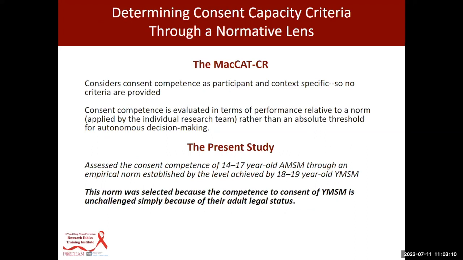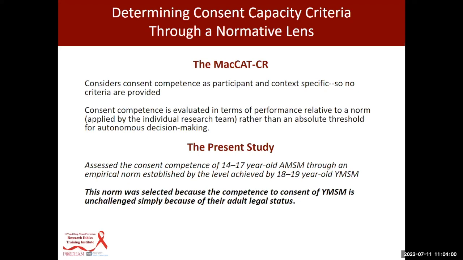In addition, they do not give you any absolute threshold for what is consent, because they say it is relative to a norm. But who's the norm? That's the problem, right? So maybe in schizophrenia, the norm is somebody who doesn't have schizophrenia. But what is the norm for adolescents, in terms of competence to consent? And typically the norm in these studies is just applied by the research team. They just decide what is going to be the norm, in terms of how many questions you are going to get correct. So we wanted to do something that's a little more empirically guided.